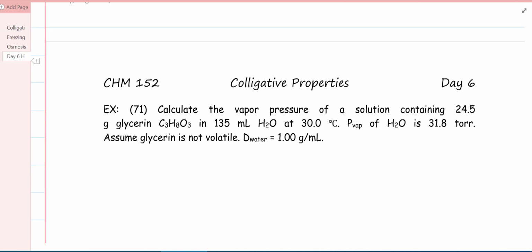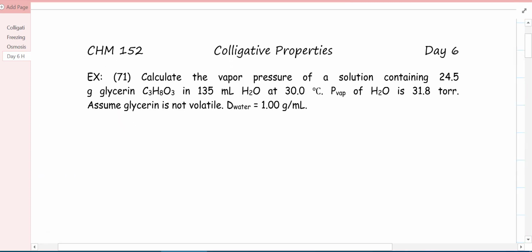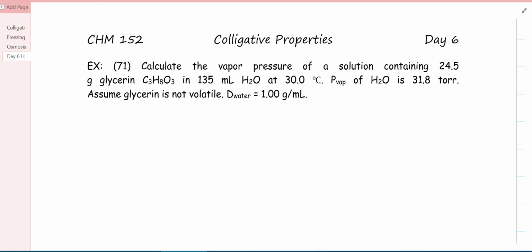So this leads us to problem 6.71. Calculate the vapor pressure of a solution containing 24.5 grams of glycerin and 135 milliliters of water at 30 degrees Celsius. And the vapor pressure of water is 31.8 torr. Assume glycerin is non-volatile. It gives you the density of water.